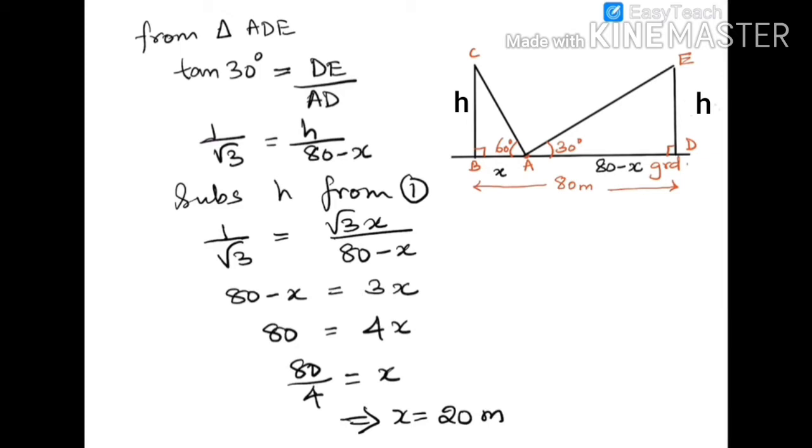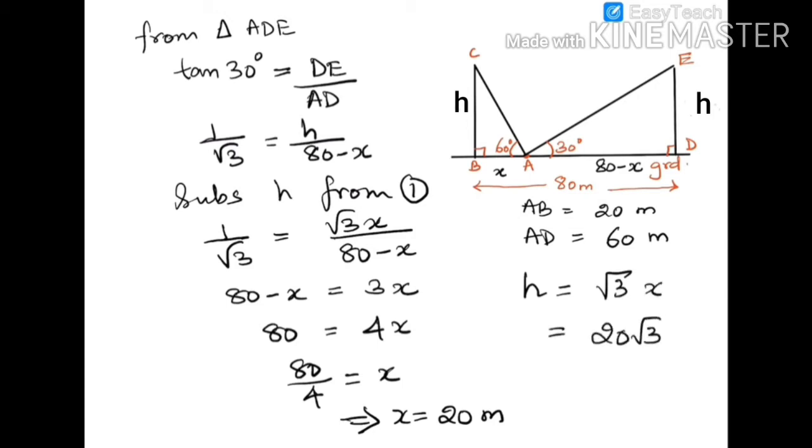So AB is 20 meters and AD is 80 minus x, which is 60 meters. Now we can find h using the first result, that is h is equal to root 3x, and that is equal to 20 times root 3 meters. So height of the pole is 20 root 3 meters.